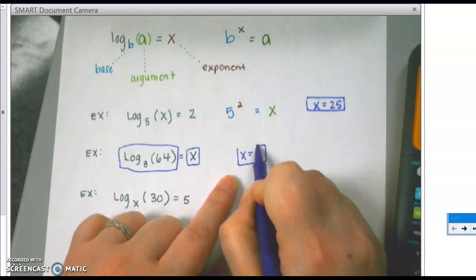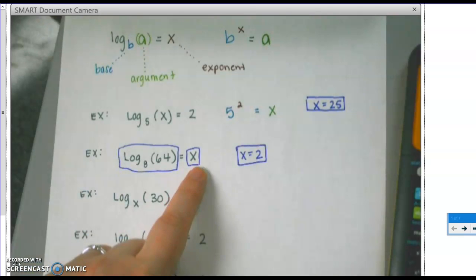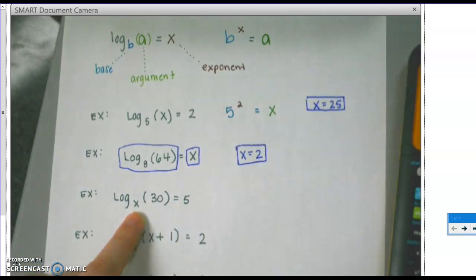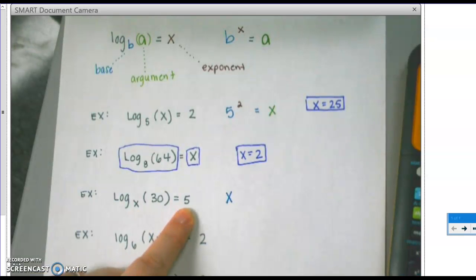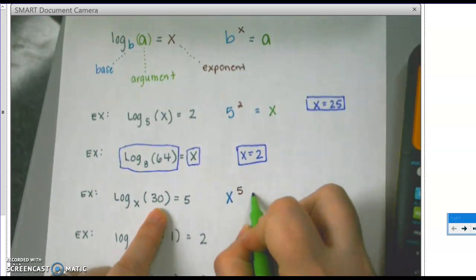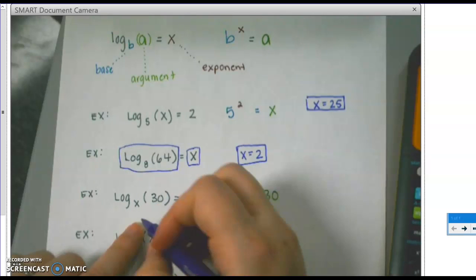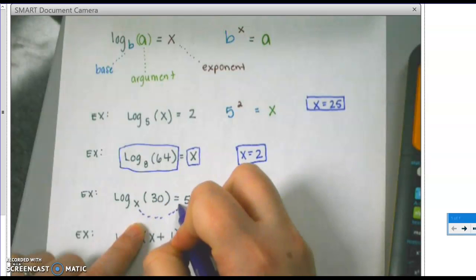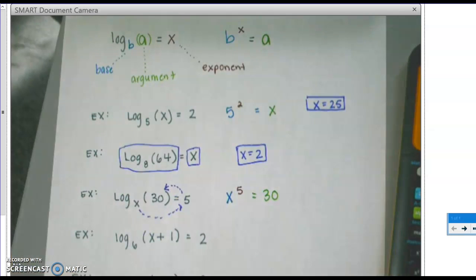All right, so that one I did not actually have to convert to exponential because x was already by itself. The next one I am going to have to convert. So my base is x. My exponent will be 5. And this equation has to equal 30. So base, the new exponent, what it's supposed to equal. If you notice, it's following a circular pattern almost. That usually helps students out a lot.